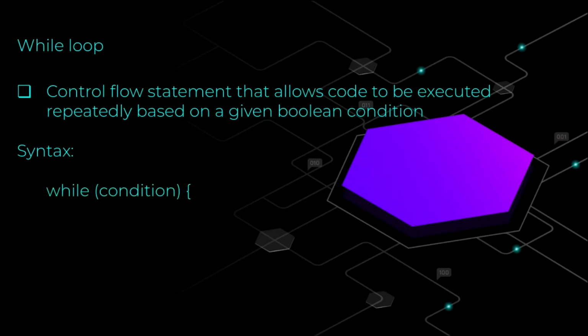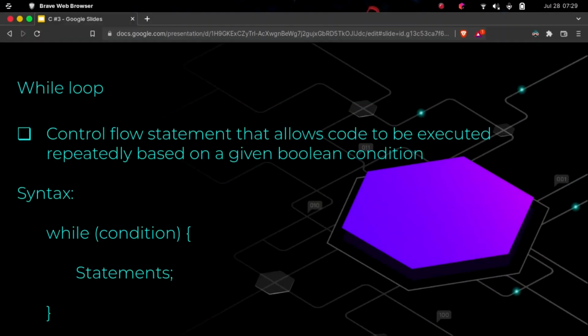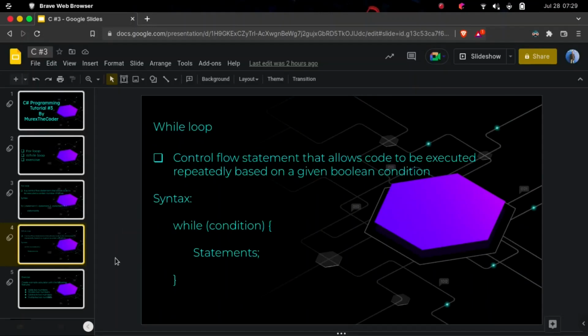So you start with a while keyword, then parentheses, then we have a condition. That's the Boolean condition that we are talking about from the definition, right? And then you have your statements, and then you end your while loop. So yeah, that's basically a for loop and a while loop. And let's go through the exercise.